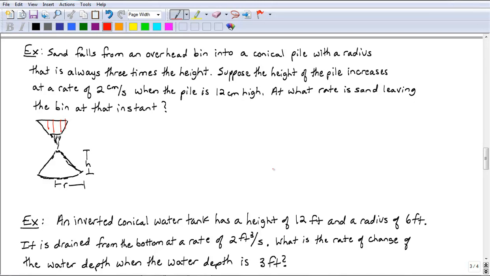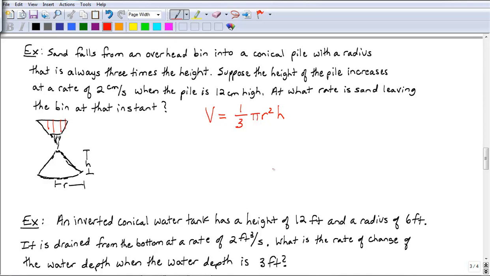This is tricky on a couple levels. First, you've got to figure out what you're trying to relate to each other. In this case, they're talking about sand leaving a bin and falling into a cone. Well, if that sand is leaving a bin and falling into a cone, the thing that we're getting out of there is a volume, because that cone has a certain volume depending on how much sand is there. It's not an area because it's 3 dimensions. It's a whole big cone laying on the ground. So in this case, it's the volume of the cone that we're trying to relate. And the volume of a cone is 1/3 pi r squared h.